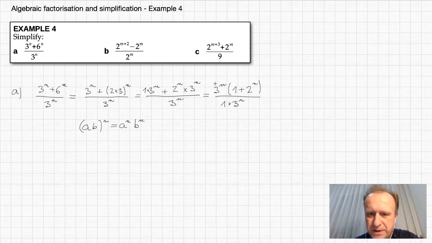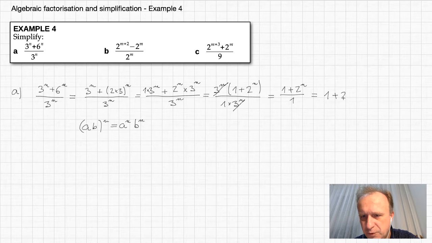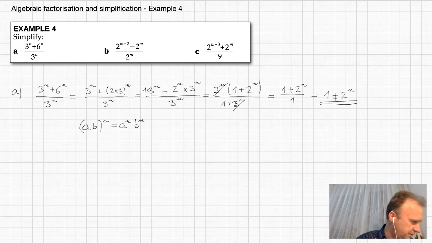What we can do now is identify a common factor between numerator and denominator. They have the common factor of 3 to the power of n, and this can be cancelled. And what you get is 1 plus 2 to the power of n divided by 1, which of course is a fraction with a unit denominator and can be replaced simply by 1 plus 2 to the power of n. And this is the answer to this one. Okay, it's a correct answer.